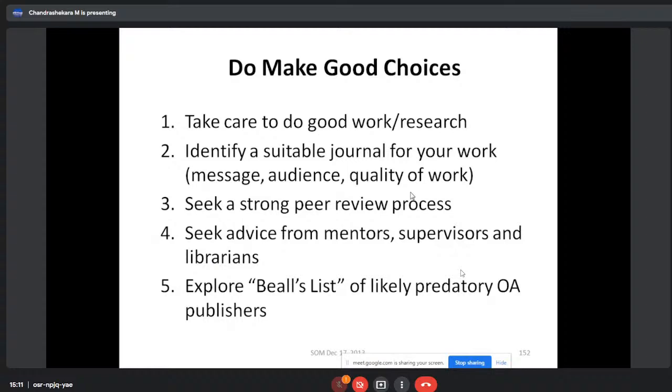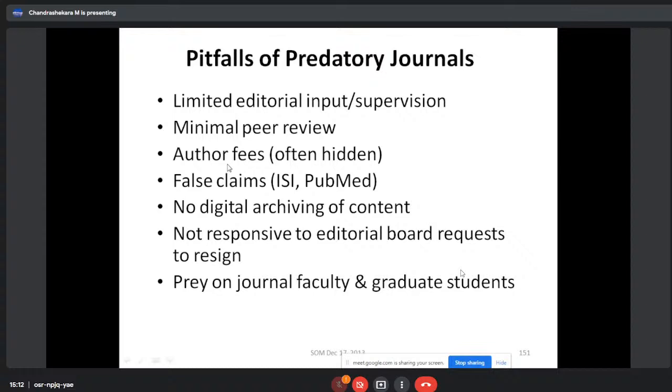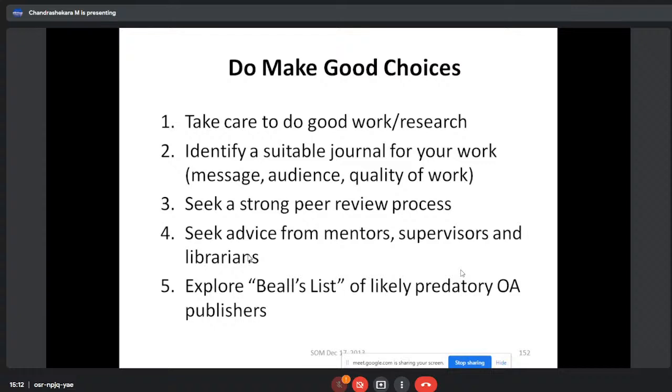Habits of these bogus publishing operations: batch emails soliciting manuscript submissions, batch invitations to join the editorial board, extremely high acceptance rate, extremely fast submission, concealed publishing location, confusing, misleading, especially broad titles, and also required copyright transfer before acceptance, because they are asking you for the copyright transfer certificate and everything. So these are the things I already told you: false claims, author fees, minimum fee, limited review, and so on.